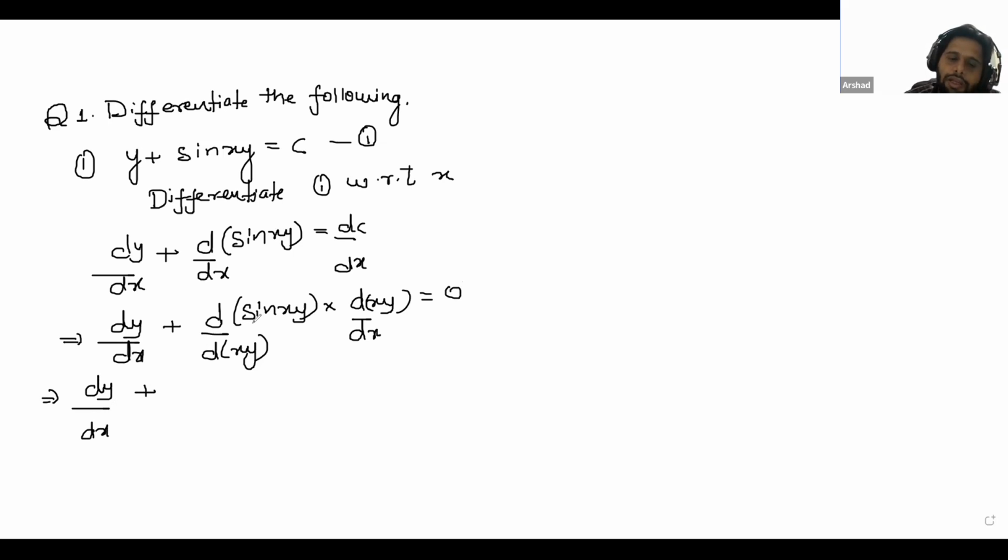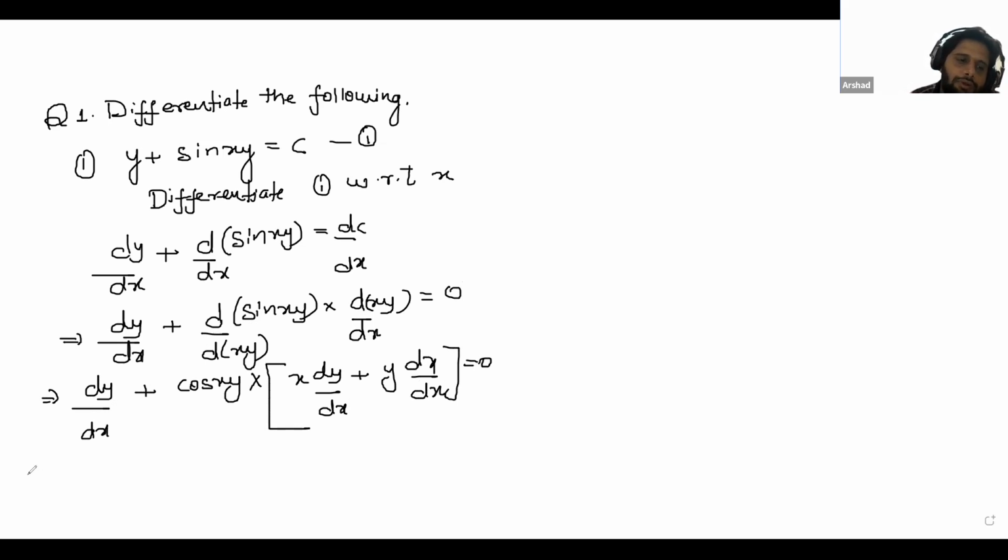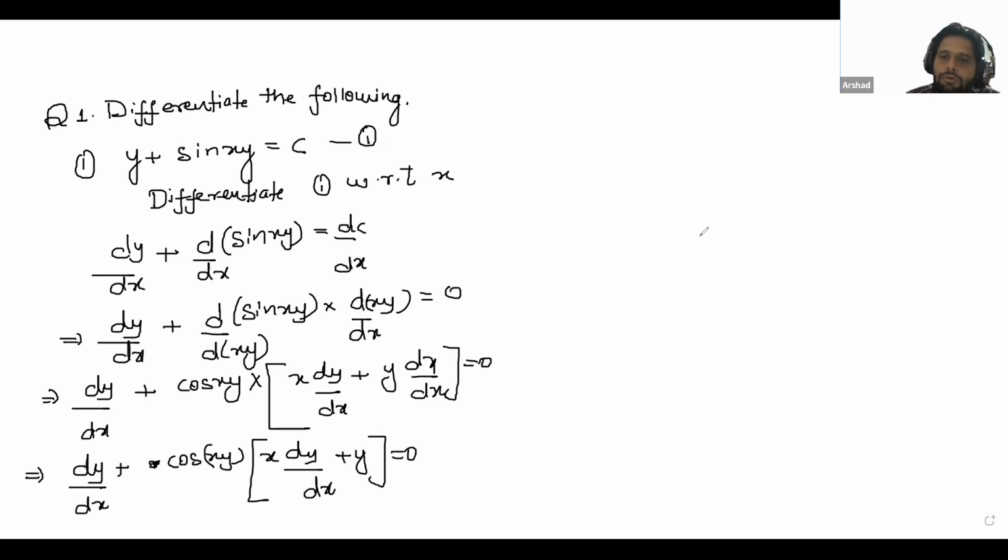Plus, now the derivative of sine is cos xy, into the derivative of xy, which is x dy by dx plus y dx by dx. We have applied the product rule here. So we get 0. Here we get dy by dx plus cos xy into x. We will open this bracket. So this will become x dy by dx plus y is equal to 0.